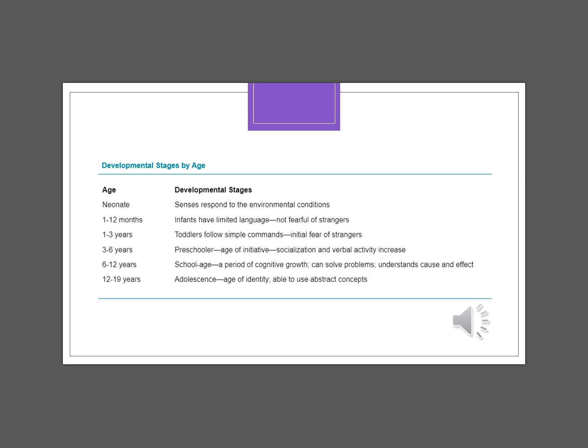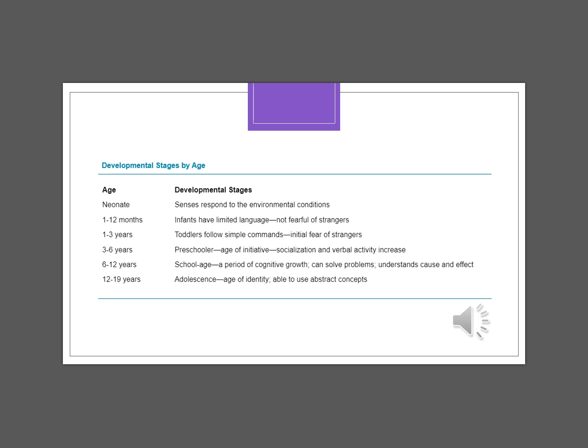This image is taken directly from your textbook. It's display 7-1, and it is broken down by age of pediatric patient and developmental stages. A neonate is ages birth to 1 month old, and ages 1 to 12 months is considered an infant. 1 to 3 years old is a toddler, 3 to 6 years of age is a preschooler, 6 to 12 years of age is considered school age, and 12 to 19 is considered adolescence.